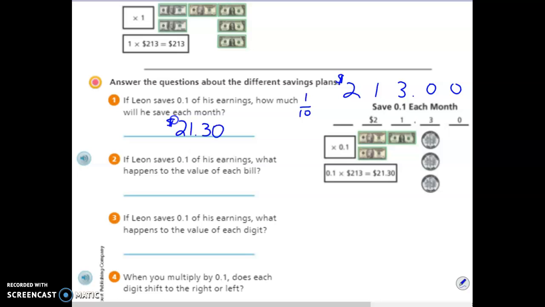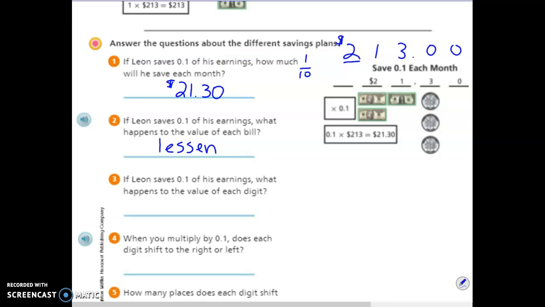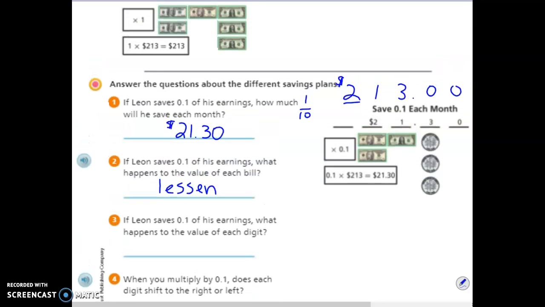So what happens to the value of each bill? Well, the 200 is now two $10 bills. The one $10 bill is now a $1 bill, and the 3 ones are now dimes. So each one of those decreased, got smaller. If he saves 1/10 of it, what happens to the value? Well, the value got smaller, but how much smaller? 1/10. Each of them got 1/10 smaller.